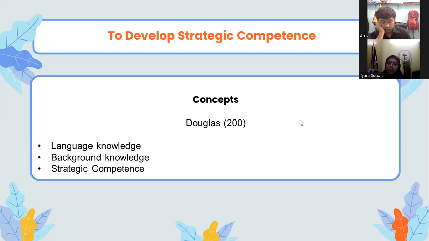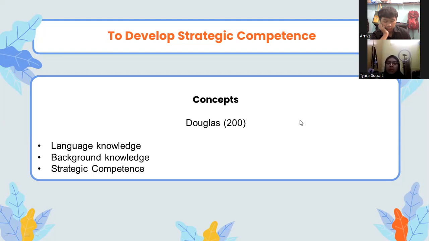Regarding strategic competence, Douglas stated that it acts as a mediator between the external situational context and the internal language and background knowledge needed to respond to communicative situations. So it can be concluded that strategic competence is the link between the context of situation and language knowledge, and can be defined as the means that enables language knowledge and content knowledge to be used in communication.